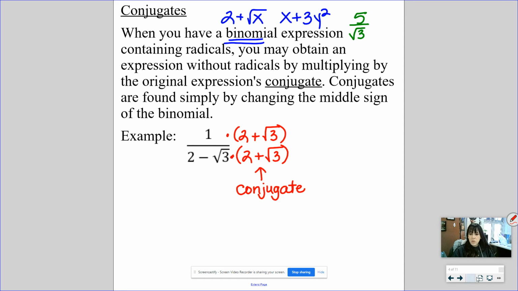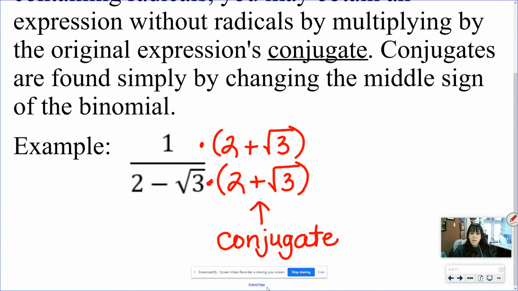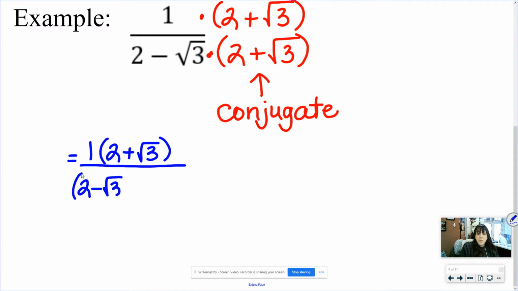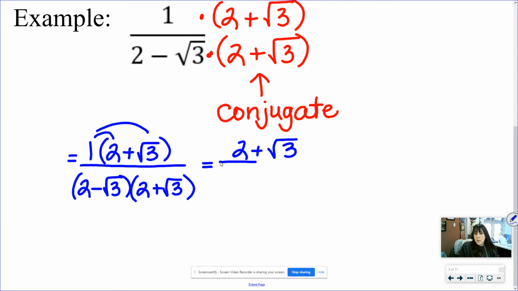Now, I'm going to go through and show you this example, so hopefully you see why this process of using a conjugate actually works. So I need to set it up. Let me get it set up first. I'm multiplying the top by 2 plus radical 3, and I'm multiplying the bottom by 2 plus radical 3 as well. That's the conjugate. Remember, just the same as the bottom, but change the sign. All right, let's simplify. The top, I'm distributing a 1, but that won't change anything, obviously. The bottom, a lot's going to happen, so let's be careful with our work.